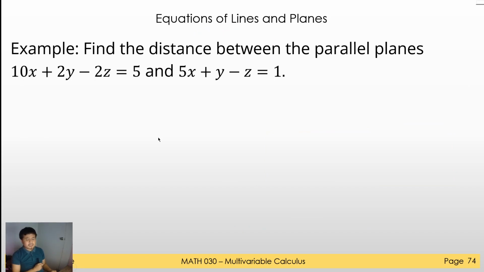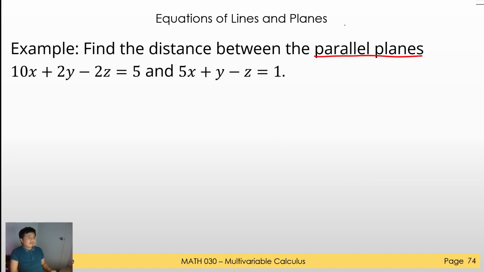So find the distance between these parallel planes. We have 10x plus 2y minus 2z is equal to 5, and 5x plus y minus z is equal to 1. Okay, so we assume that these are parallel planes, but how do we really know if they are parallel? We have been given two equations of planes. We can actually know this by inspection only.